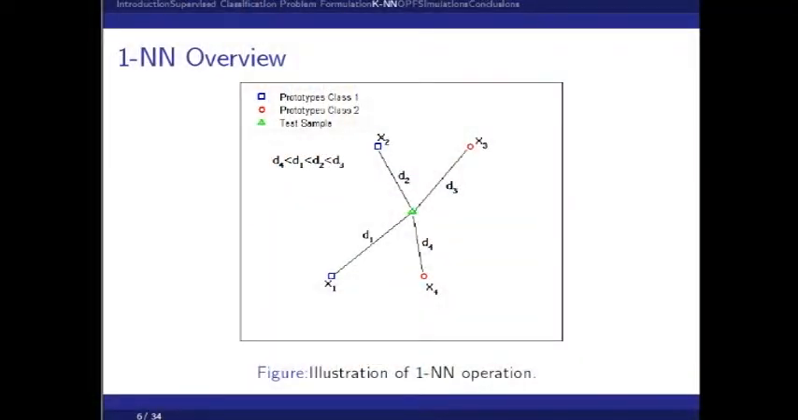Okay, let's talk about the K nearest neighbors, starting with the simplest case, the 1NN overview. Suppose that we have 4 labeled samples, x1 and x2 from class blue, and x3 and x4 from class red. And we have a test sample represented by the green triangle in the image that we want to classify. So we compute the distance to each of the labeled samples and we assign the label of the nearest neighbor. In this case, the nearest neighbor is x4, so this test sample would be classified as class red.